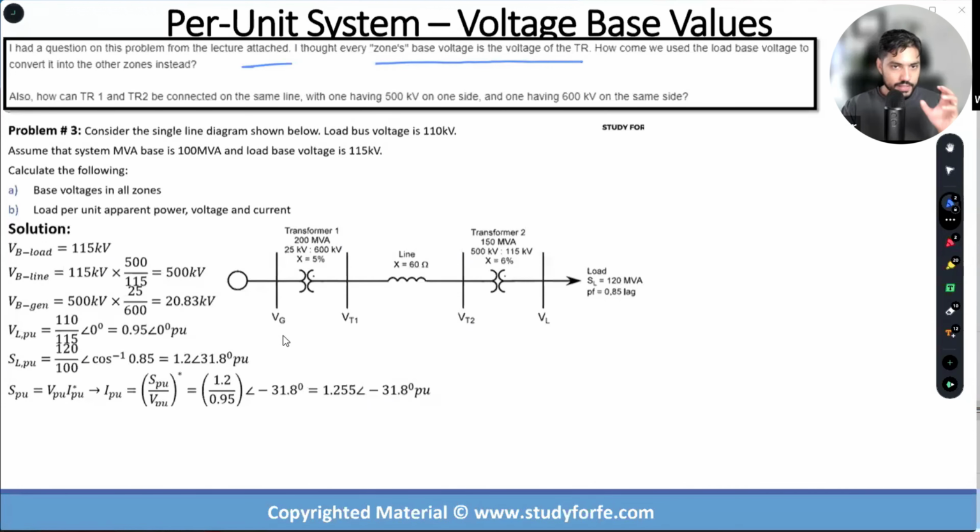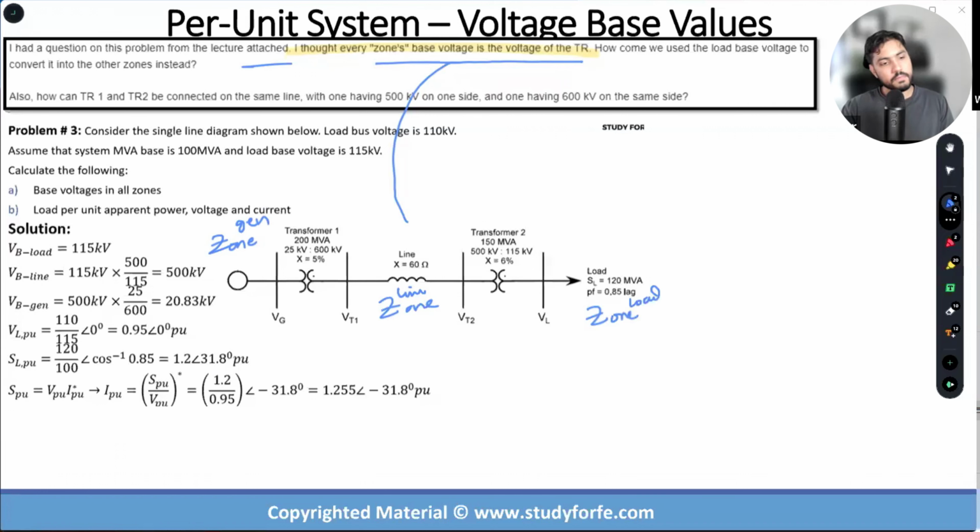So the student is starting out with a fixed understanding that every zone's base voltage is the voltage of the transformer. Let us just stop there for a second, highlight this, and look at our network and see whether it will hold or not. As you guys know, the primary and the secondary of the transformers are how the zones get classified. So we have the zone for the generator, the V base for the line, and then the zone for the load.